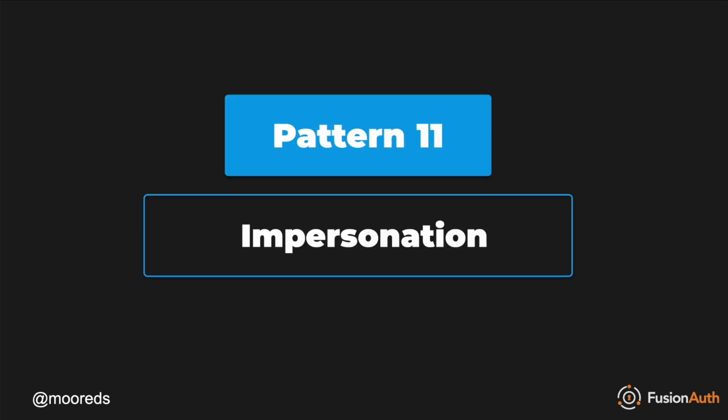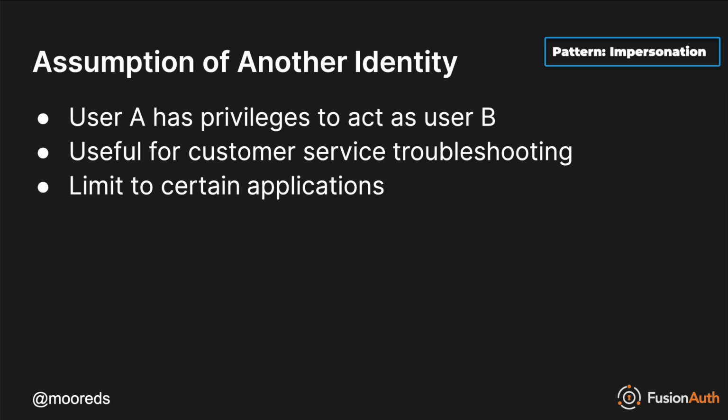The next pattern we're going to talk about is impersonation. This is basically the assumption of another identity to allow you to have elevated or different access. It's useful for customer service troubleshooting. You probably want to limit it to certain applications. So you want to think about this because basically, if I can act as another user, I need to be a trusted user myself.